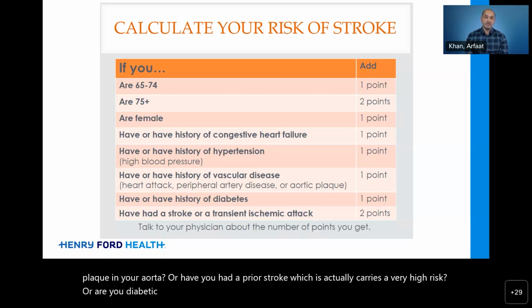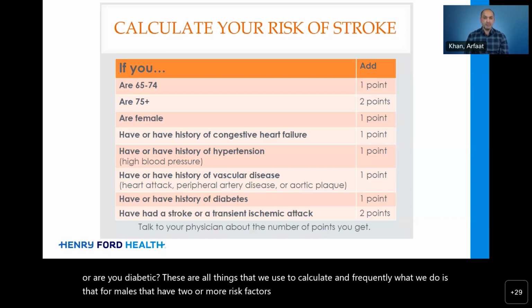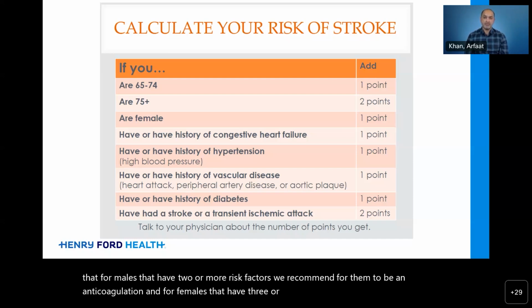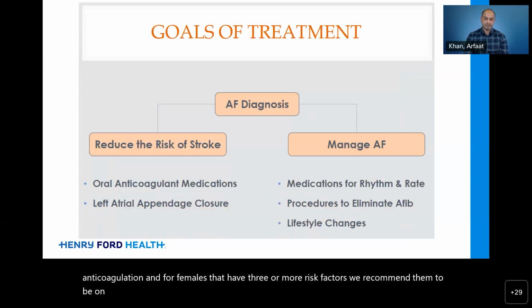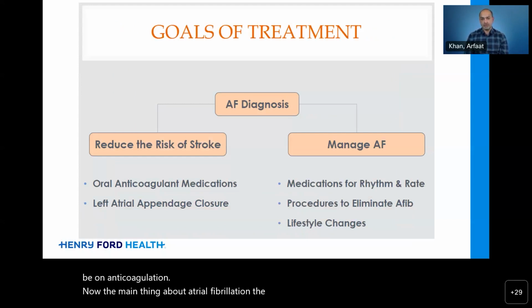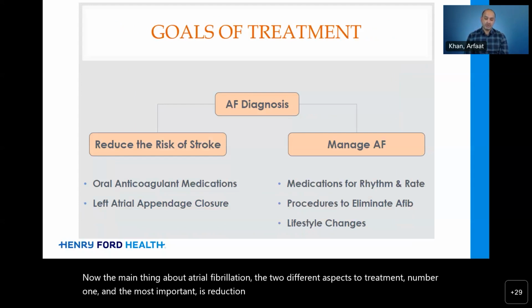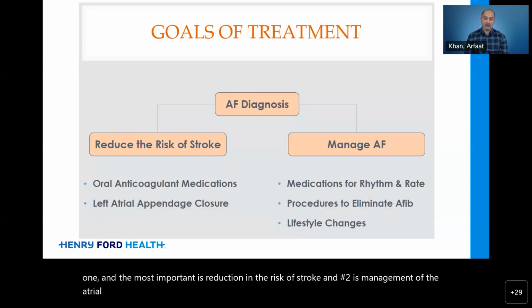These are all things that we use to calculate, and frequently what we do is that for males that have 2 or more risk factors, we recommend them to be on anticoagulation, and for females that have 3 or more risk factors, we recommend them to be on anticoagulation. Now, the main thing about atrial fibrillation, there are 2 different aspects to treatment. Number 1, and the most important, is reduction in the risk of stroke. And number 2 is management of the atrial fibrillation condition itself.